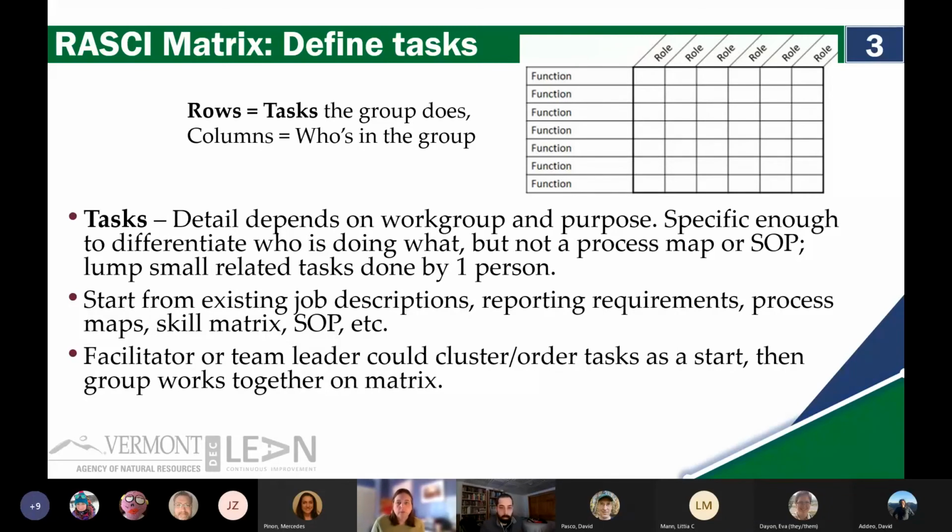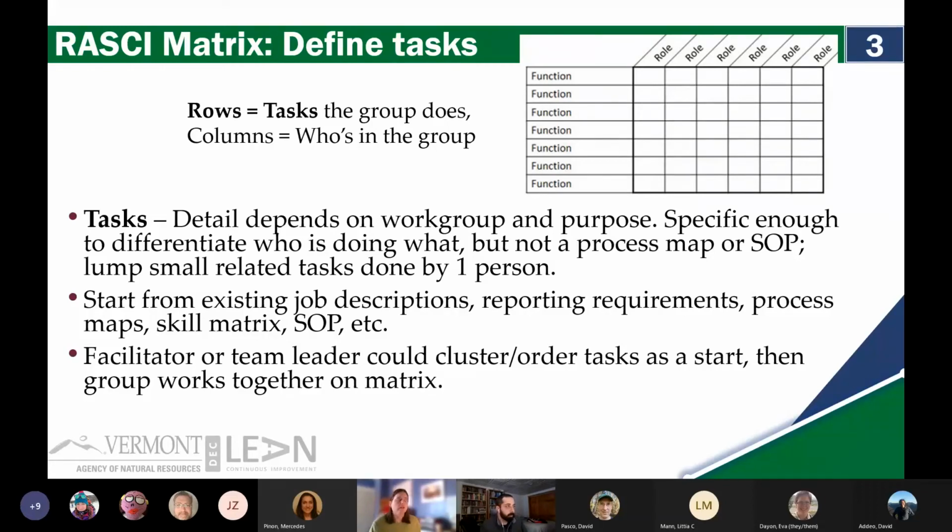The level of detail you're going to cram into this table depends on your work group and the purpose of why you're going through this. You want to be specific enough to differentiate who's doing what. But this is not trying to cram an entire process map or a standard operating procedure into this little table. So you might have a step like, for me, I get an application or I get a form, and maybe there's 5 tasks that I need to do because that came into me. But if it's all me doing them all at that one point in time, I don't need to go into a lot of specifics about that at this point. So you can lump the small related tasks that are done by one person.